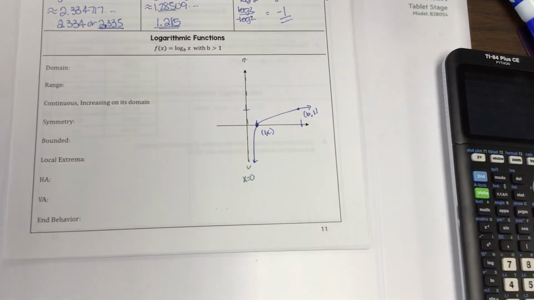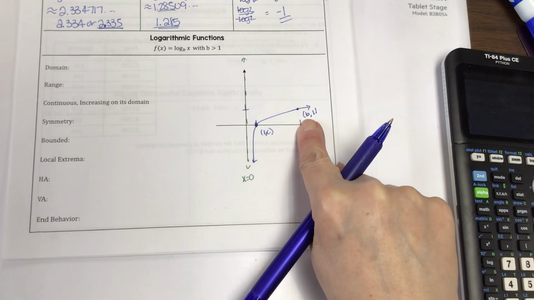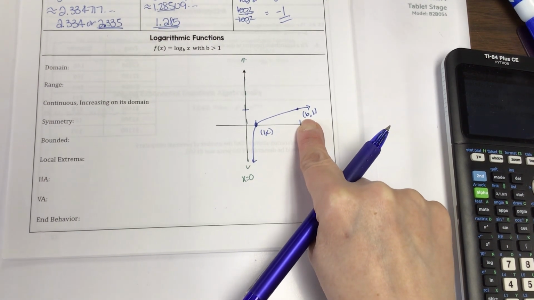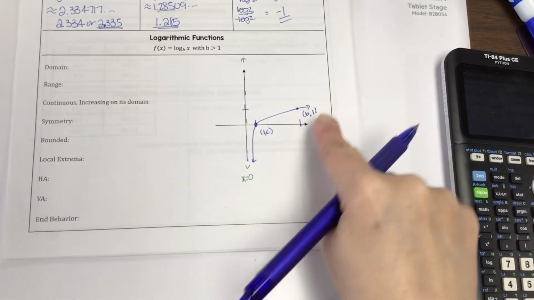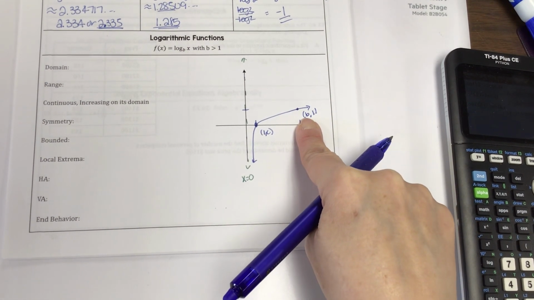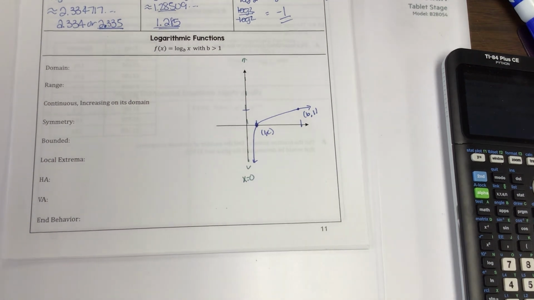So no matter what the base is, you're going to have a point at whatever the base is, up 1. So if our base was 2, we'd have a point at (2, 1). Yes? Questions on that?